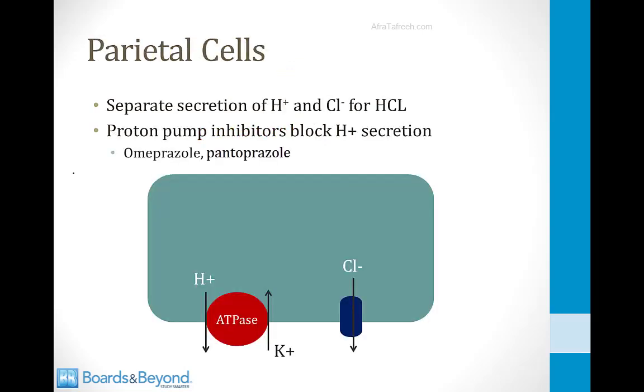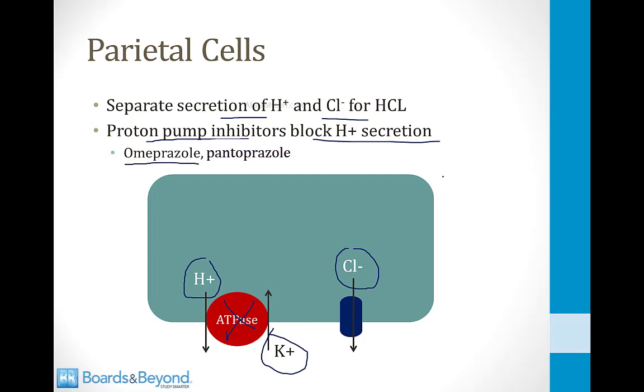So now let's zoom in on one of those parietal cells and talk in detail about the physiology that's occurring to generate all that acid in the stomach. So the first thing you should know is that there are separate pumps in the membranes of parietal cells that secrete H+ and chloride for HCl. So there is an ATPase pump which pumps out hydrogen ions in exchange for potassium, and then there is a separate channel by which chloride is secreted into the lumen of the stomach. And there are drugs that are called proton pump inhibitors that inhibit this hydrogen ATPase and block H+ secretion. Those are drugs like omeprazole and pantoprazole. I talk about these in more detail in the module on GI pharmacology.